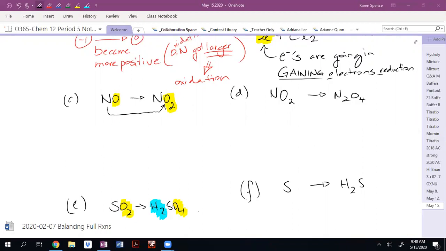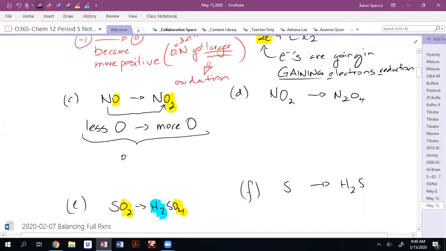If you go from having less oxygens to having more oxygens, is that oxidation or reduction? Yeah, it's oxidation, okay? So anytime you see that and you have less oxygens going to more oxygens, that's going to be oxidation. And we can prove that to ourselves either by balancing the half reaction or by looking at the oxidation number. So let's do the oxidation number method first.